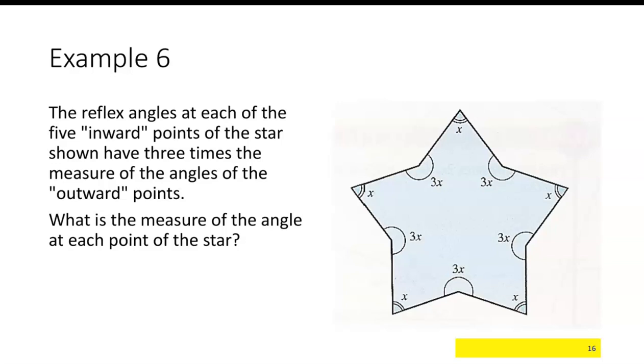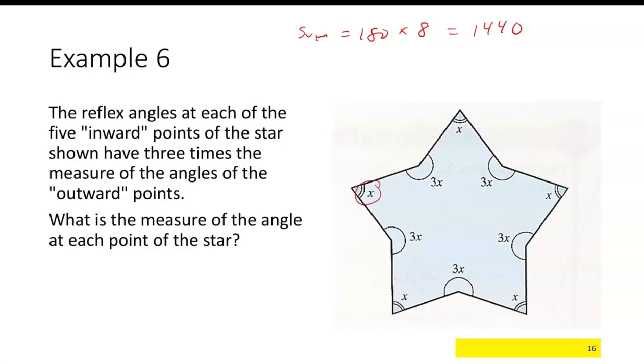So the star is made up of x's and 3x's. And if I count, there's 1, 2, 3, 4, 5, 6, 7, 8, there's 10 sides. So the sum is going to be 180 times 10 minus 2, so 180 times 8. So 180 times 2 is 360, times 2 is 720, times 2 again is 1,440 degrees. So I know that these have to add up to 1,440.